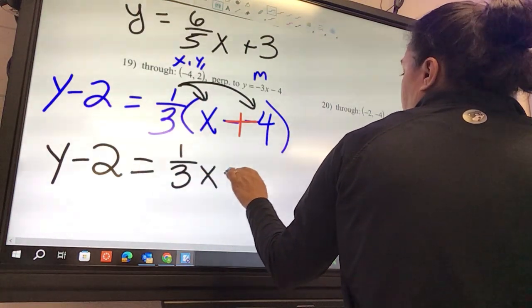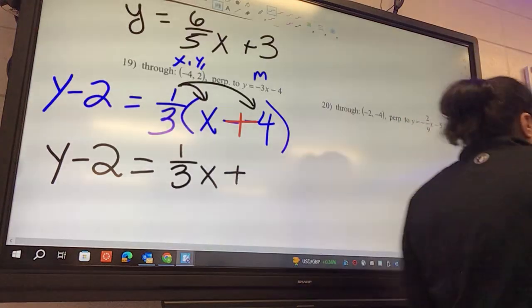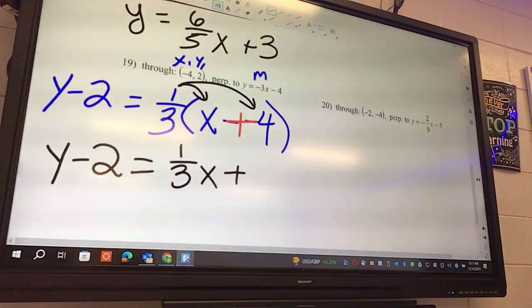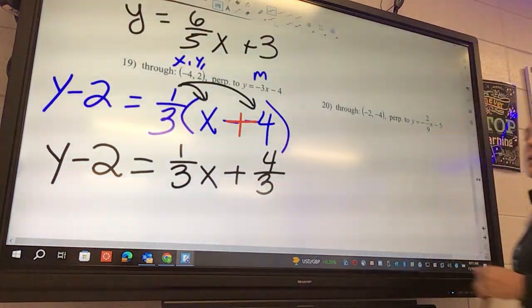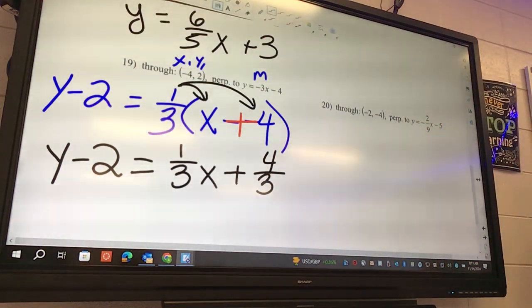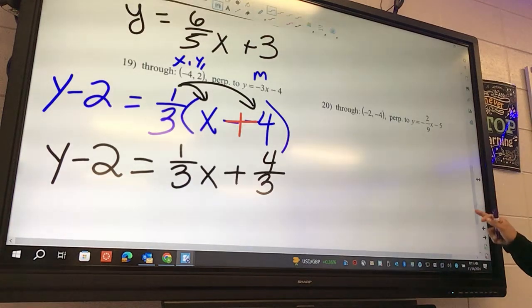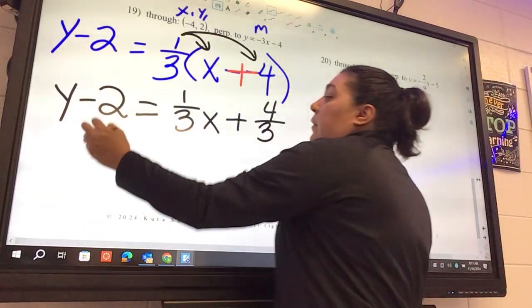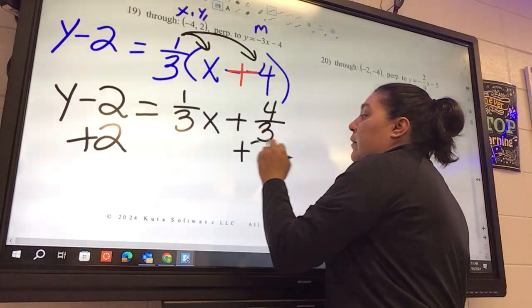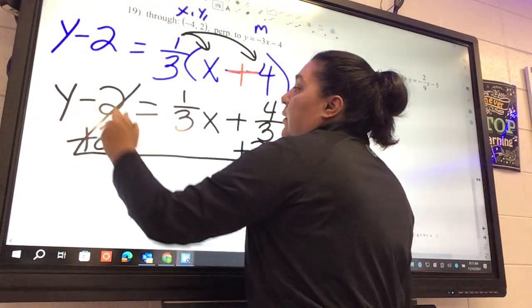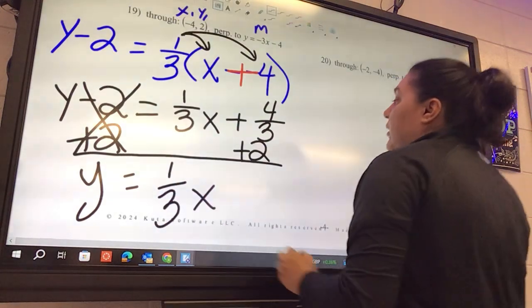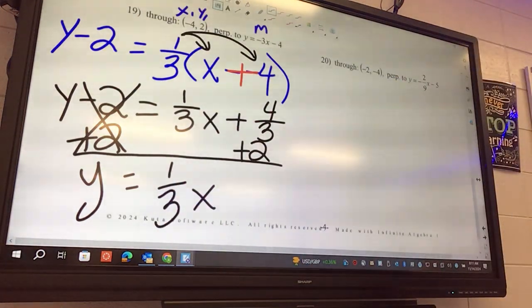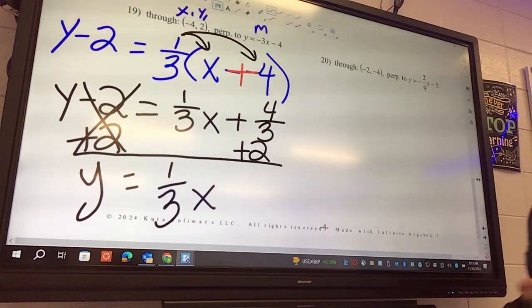What is 1/3 times 4? 4 over 3. Then are we going to add or subtract 2? Add 2. So we get y equals 1/3 x. What is 4/3 plus 2? 10 over 3?